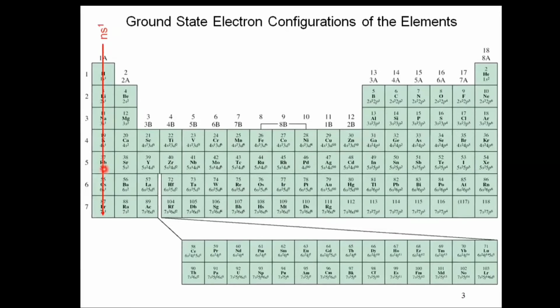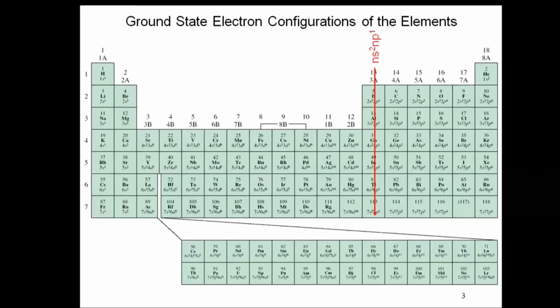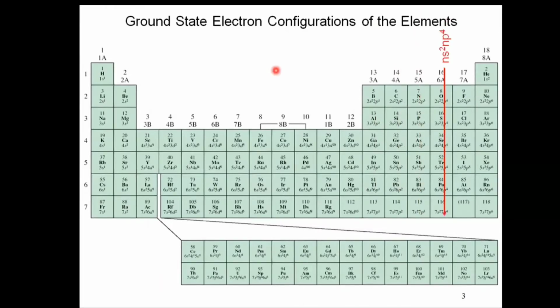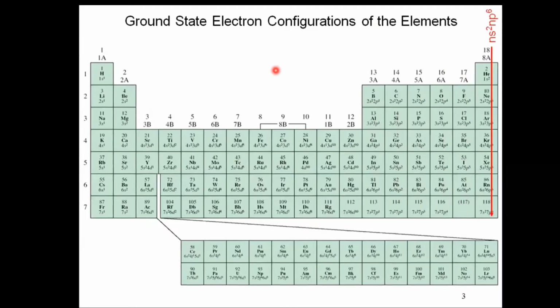The ground state electronic configuration of the 2A group is ns2. And 3A is ns2 np1. 4A has ns2 np2, 5A has np3, 6A has np4, 7A has ns2 np5, and the last one, the noble gas group, has ns2 np6. This is the most stable configuration because here the octet is complete.